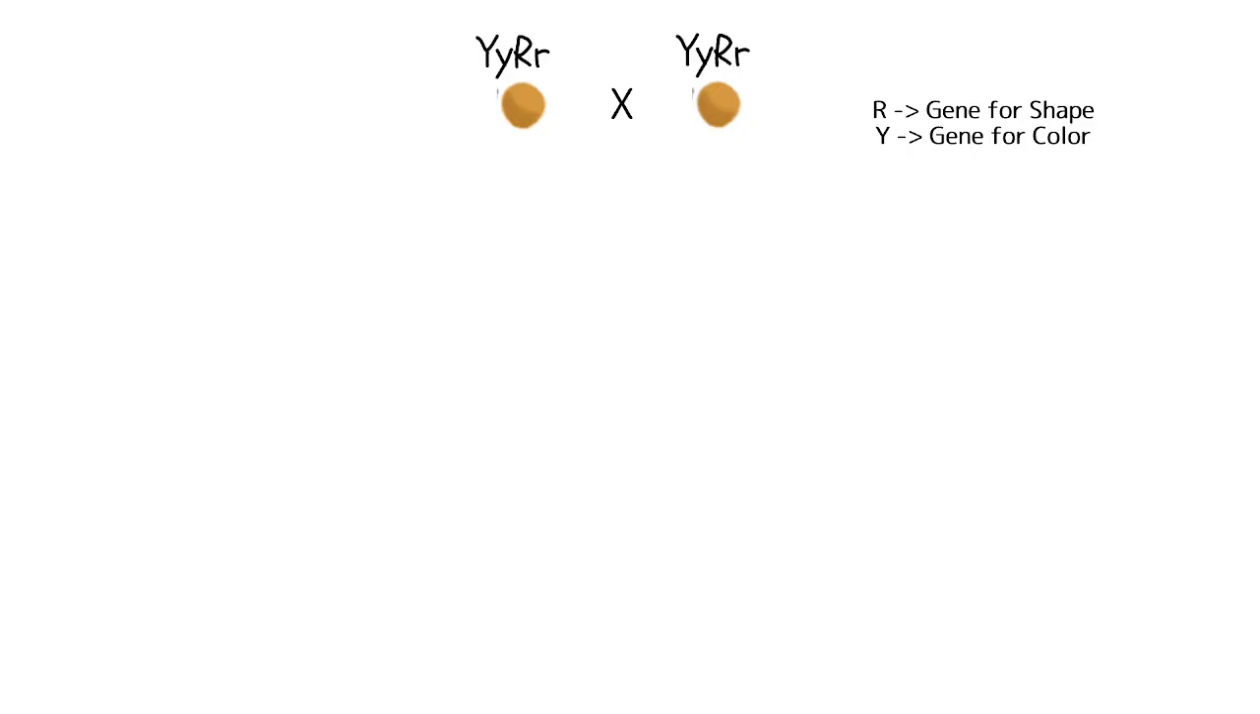Now Mendel was curious about his experiments and asked, what if we observe two traits? How do they pass on to the next generation? For example, let's choose two pea traits. R will be the gene for shape and Y will be the gene for color, and let's choose two heterozygous individuals with genotypes capital Y, small y with capital R, small r, and let's decide we cross them. What result do we get?